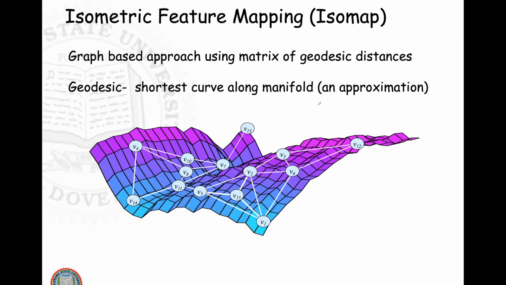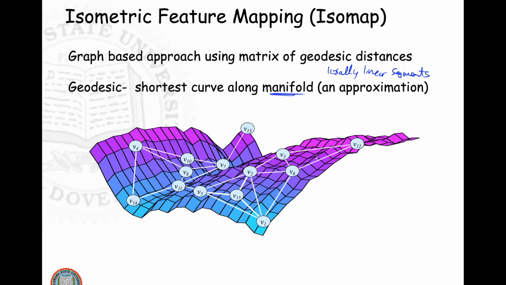And so isometric mapping, or Isomap, is a graph-based approach, and it employs a matrix of so-called geodesic distances, these locally linear segments. But where do these local linear segments come from? A geodesic means the shortest curve along the manifold. Now, of course, you don't know what the true manifold is. All you have is an approximation, and that approximation exists as your data set. So you can think of your data set as being sampled from the underlying manifold.